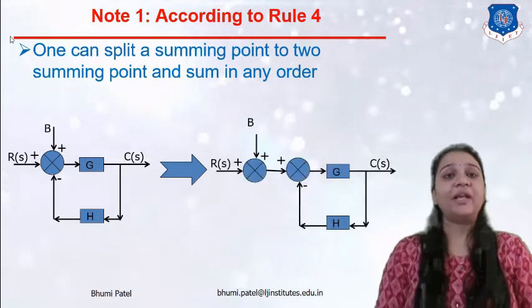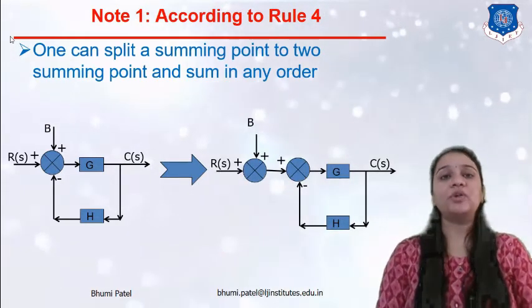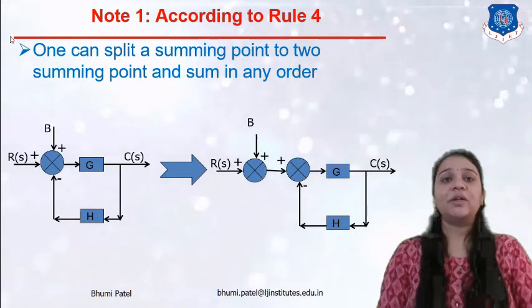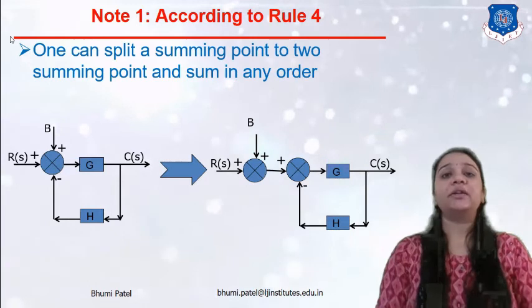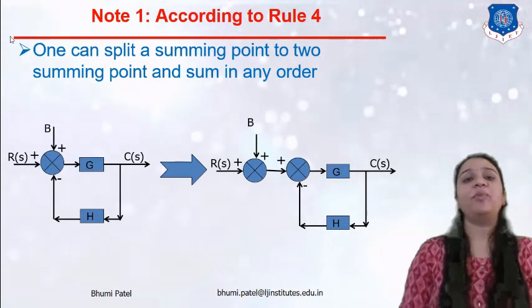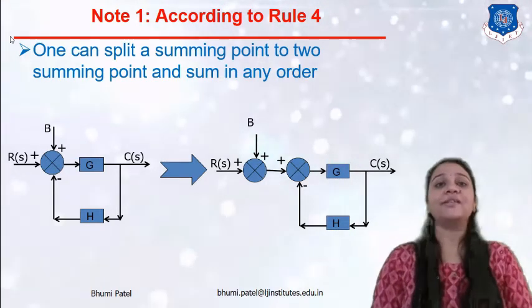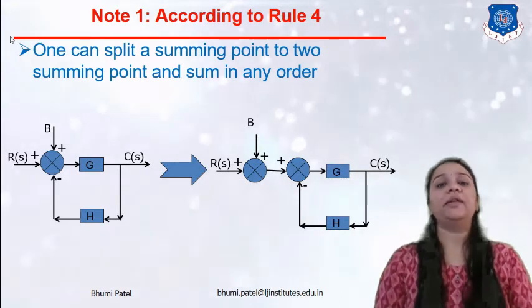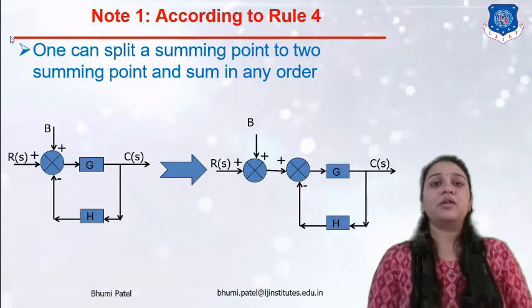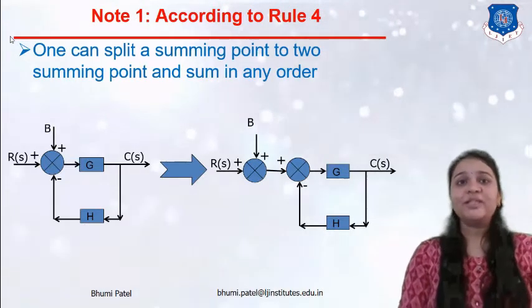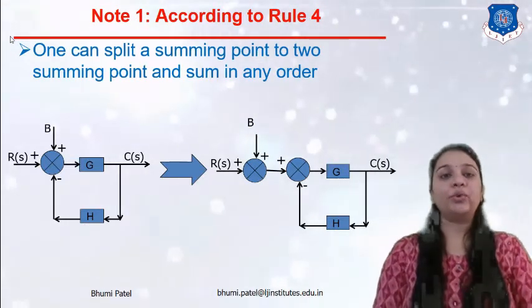So we can split this summing point into two summing points. For the first summing point, the input signals are R of S and B, and for the second summing point, the input signals are R of S and the other feedback signal H. So whenever the requirement occurs, we can split one summing point into two summing points.